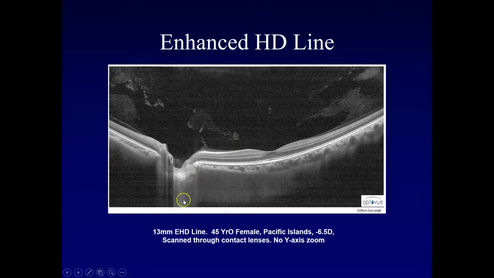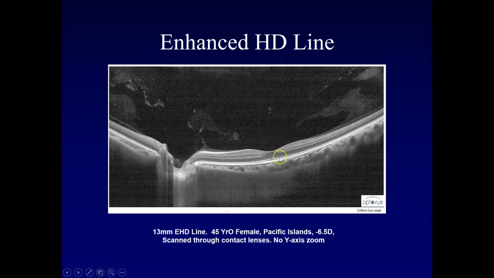Here's a 13 millimeter scan, at least it's labeled 13. The system, I haven't been able to go beyond 12 millimeters. But of interest, you can see a tremendous amount of the retina. Here's the vitreous in a normal individual. This is actually a normal patient. So the vitreous actually does show up.